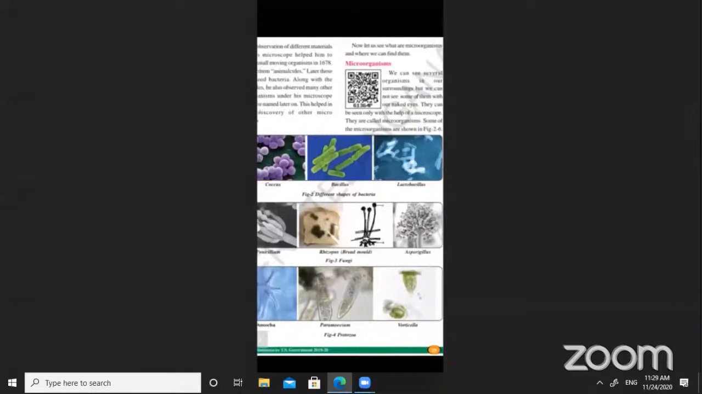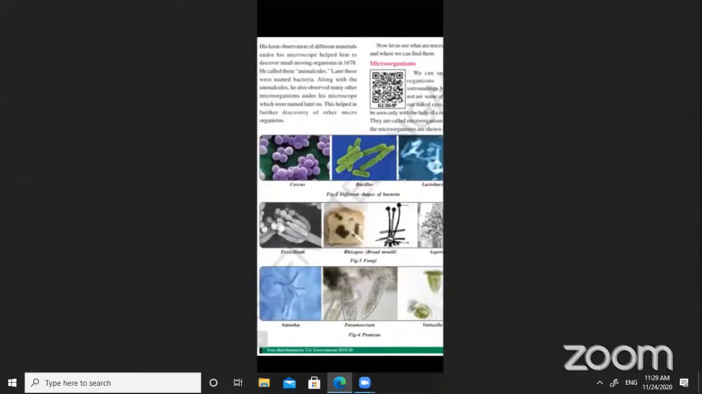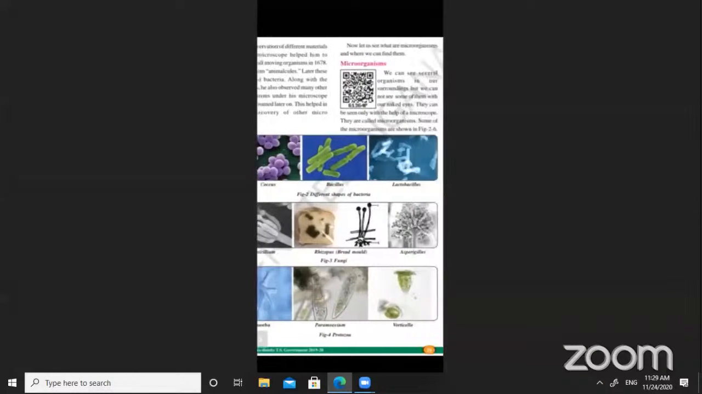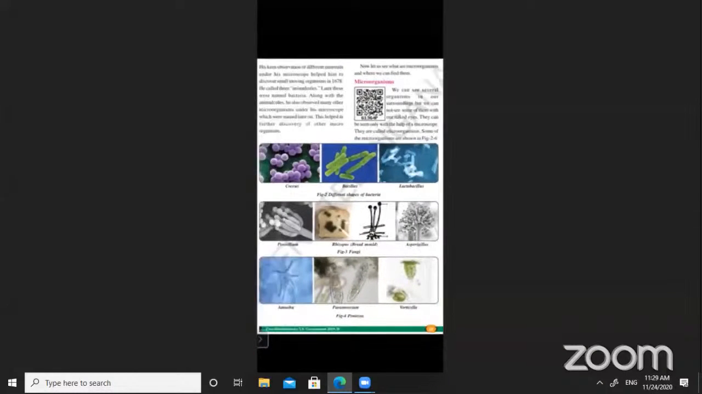Next, figure number 4, protozoa. Here, amoeba, a unicellular organism. It consists of a single cell. Next, paramecium. Next, vorticella. These are some examples of bacteria, fungi, and protozoa.